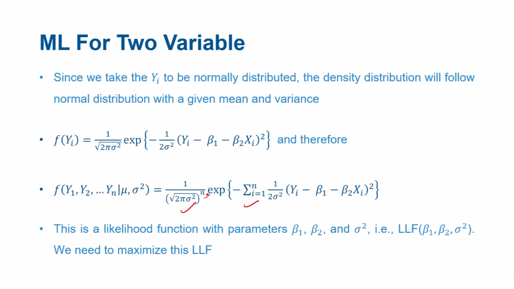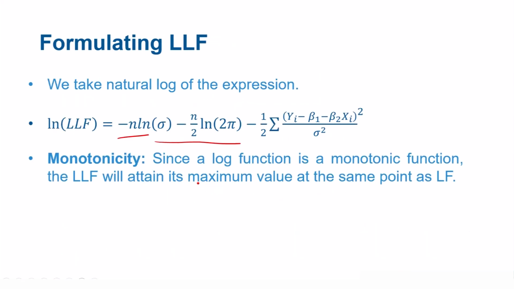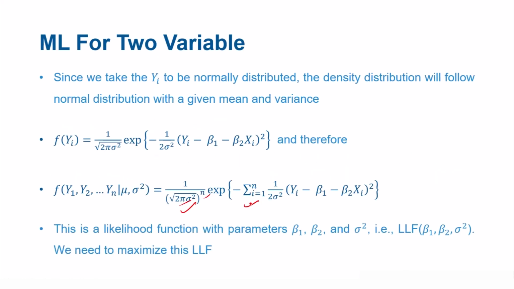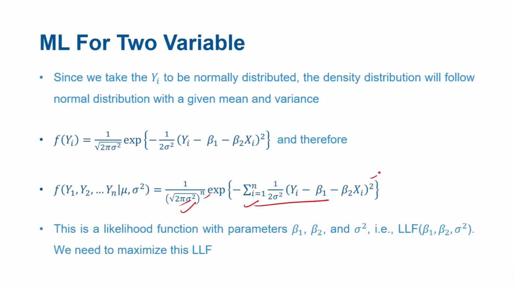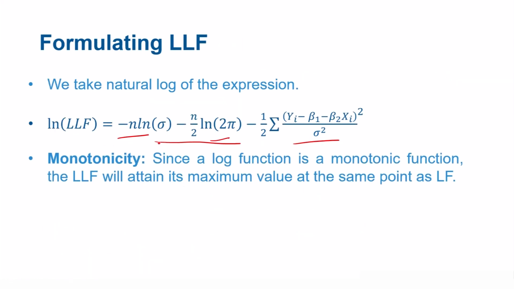Why minus n log sigma? Because this is to the power n, so you'll get minus n log sigma. Similarly, minus n by 2 log 2 pi. Why 2 pi? Because we have this 2 pi term, and then this one. The exponent will cancel and you'll get this overall term. The square comes from this. So you'll get this overall term, which we are calling the log likelihood function, which you are going to maximize.